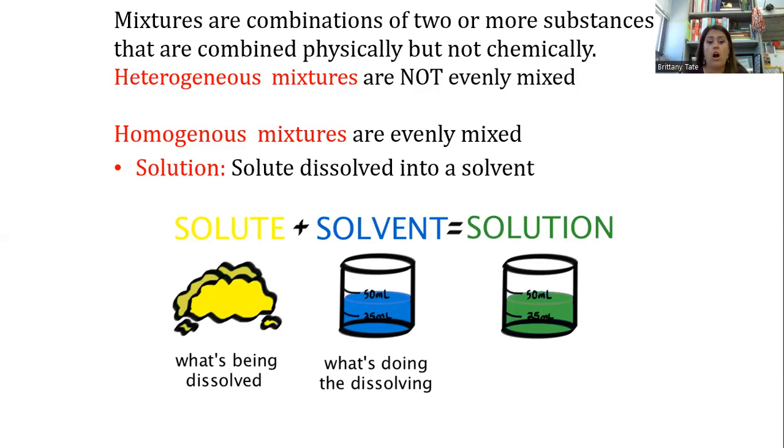A homogeneous mixture is evenly mixed together. Like the Gatorade that we had, we couldn't separate the Gatorade and the water and the sugar. They were all mixed together. Or salt water in the ocean, they're evenly distributed. So if the elements and the compounds are evenly distributed, this is a homogeneous mixture. And because they're homogeneous, they have what we call a solute and solvent, and it gives us a solution. So a solution is a solute that is evenly dissolved into a solvent. A solute is what's being dissolved, the solvent is what's dissolving, and together they get the solution.